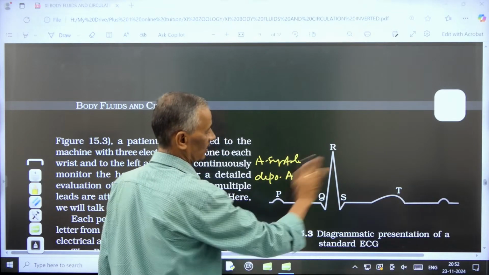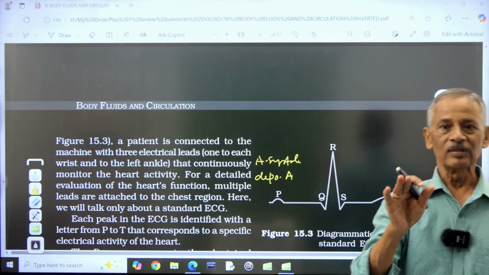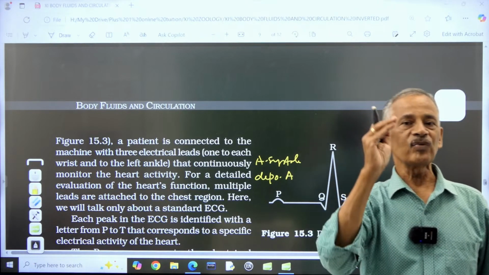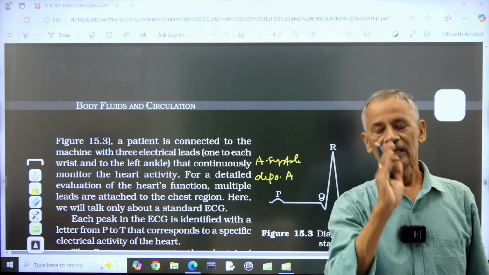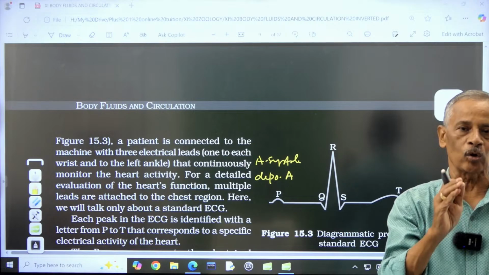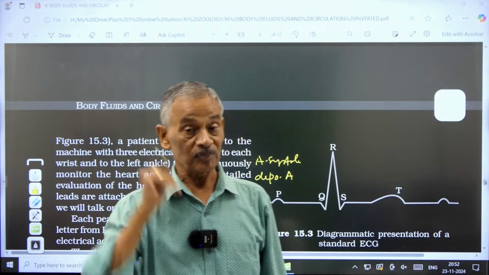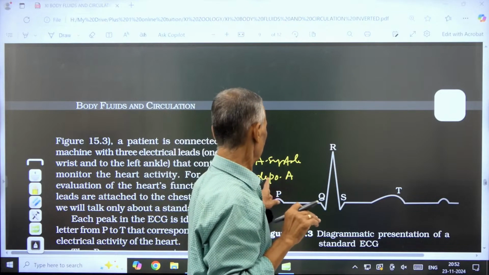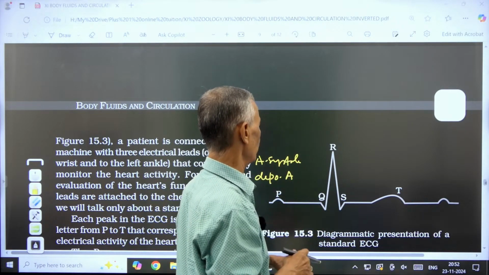Remember, this ECG is not representing contraction or dilation. It is only a graphical representation of the electrical activities, the potential activities that are going on in the walls of the heart. That's all. From that we infer that when depolarization of atria occurs, atria is contracting. So this is atrial systole.